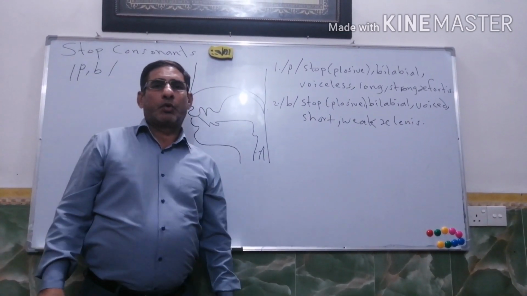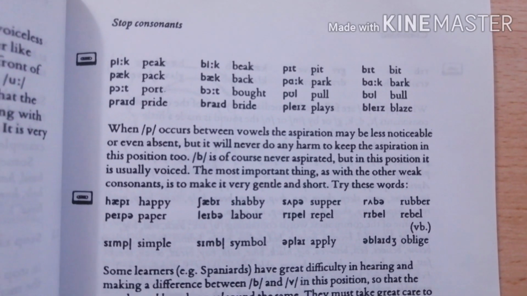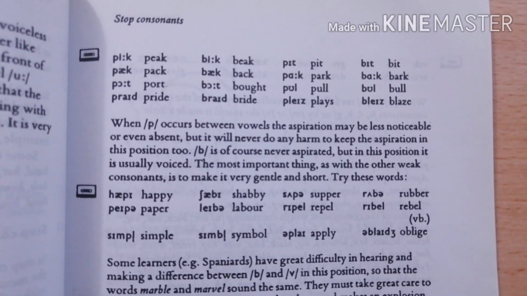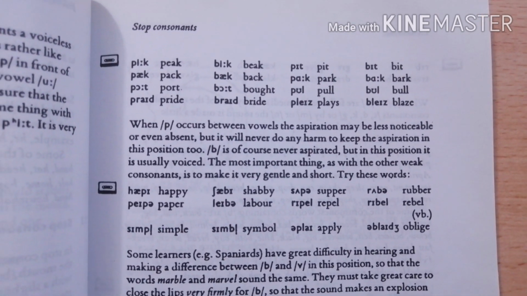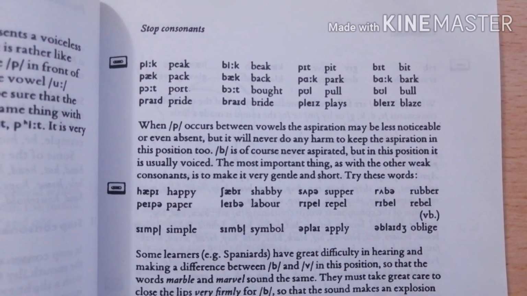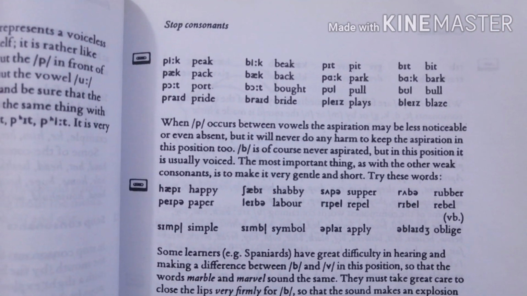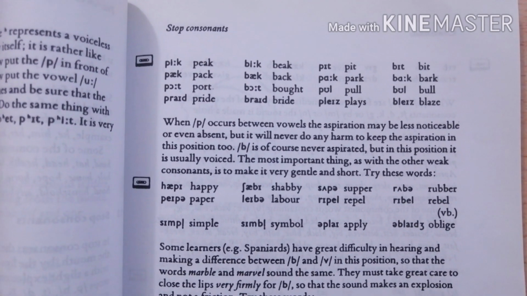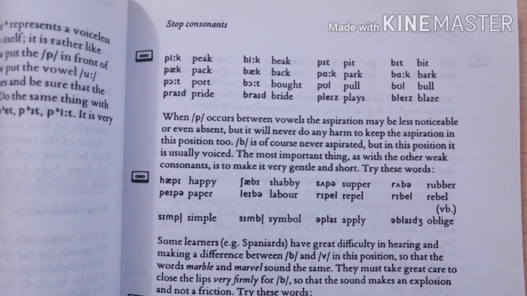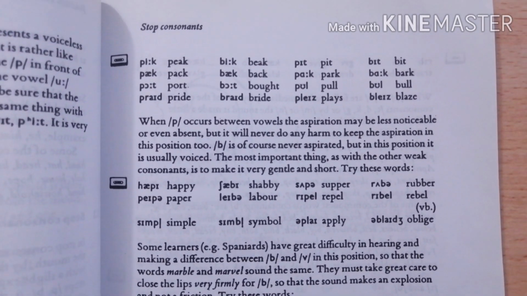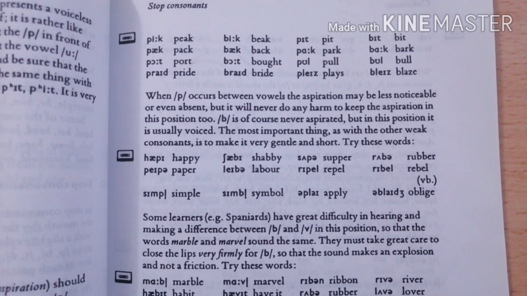Now go to the book on page 41. What do we have on page 41? Look at the top of this page. I'm going to read horizontally, so please listen to me. Peak, beak, pit, bit, pack, back, park, bark, port, bought, pull, bull, pride, bride, plays, and blaze.